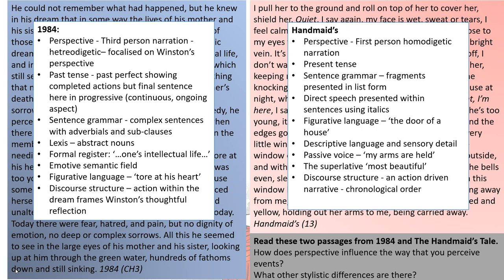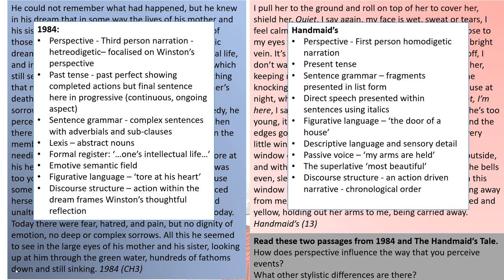Standard speech presentation: authors often start a new line when they introduce speech. They use speech punctuation. This extract doesn't. The speech in italics runs within the sentences, which I guess helps Atwood to maintain the frantic pace of this extract.